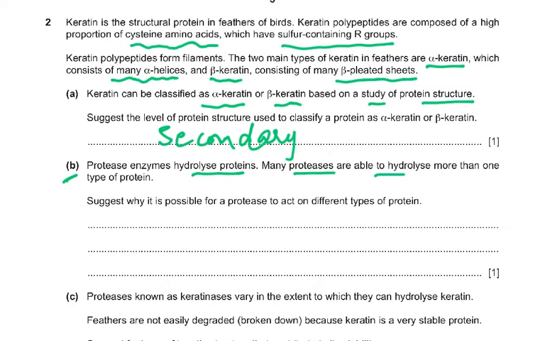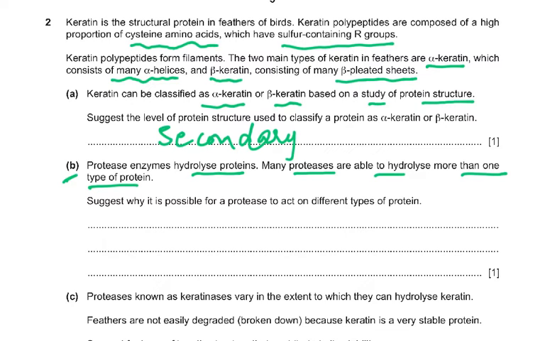B part, protease enzymes hydrolyze proteins. Many proteases are able to hydrolyze more than one type of protein. Suggest why it is possible for a protease to act on different proteins. What makes sense? You could say the active site may be flexible for binding to very similar substrates, or the proteins have a similar shape, so fit the active site. Or you could have said the active site and the substrates have complementary shapes. If any enzyme can work on a substrate, basically the reason is that the active site of the enzyme and the substrate have complementary shapes. Or you can say the enzyme has more than one active site.